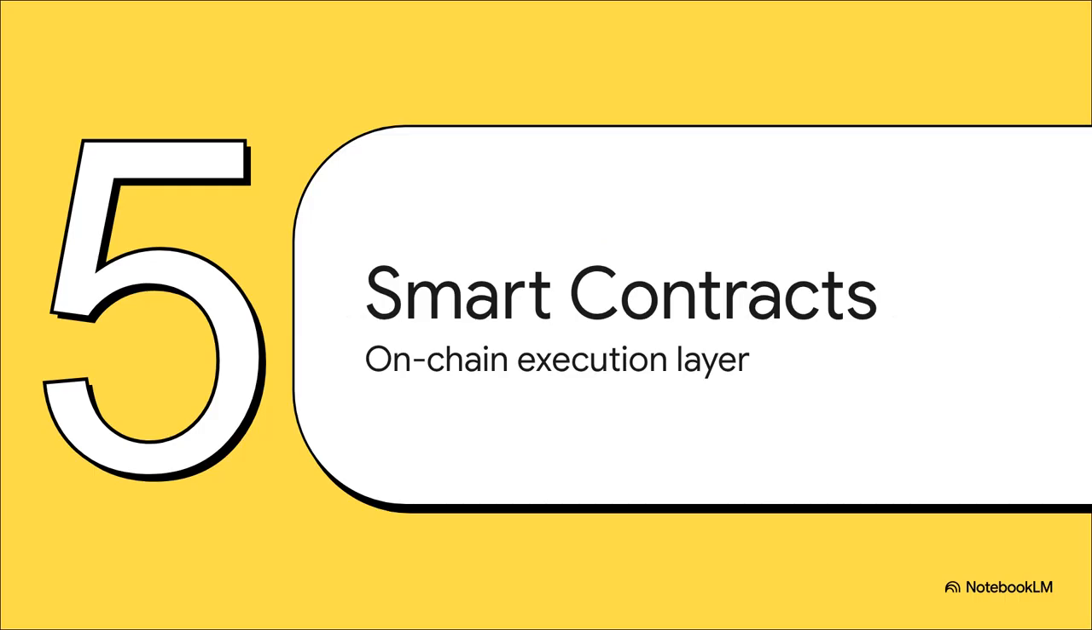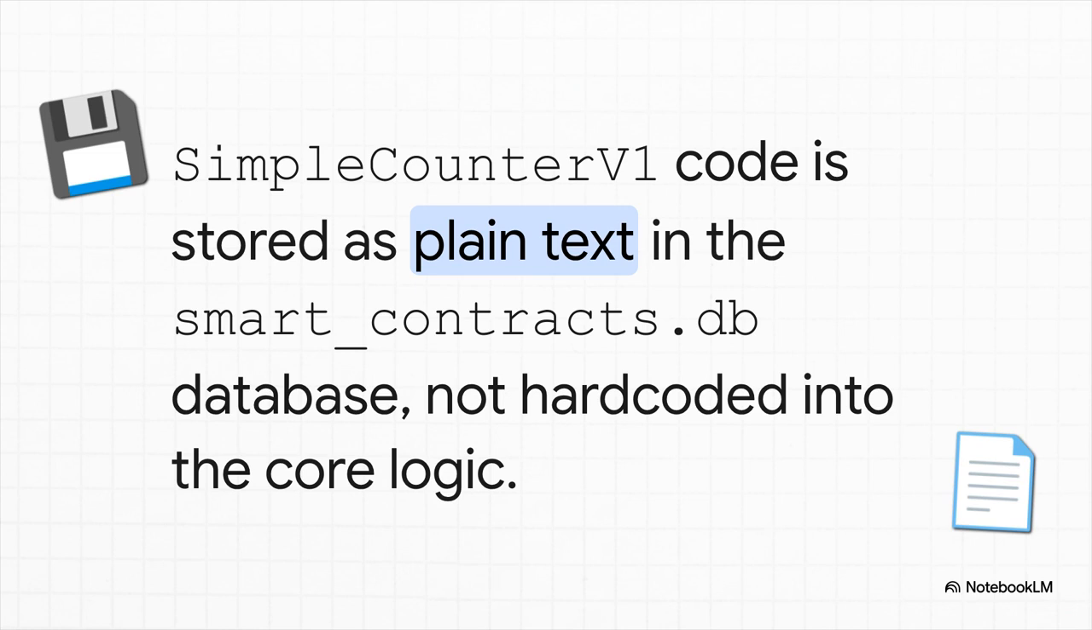All right, section 5, smart contracts. So if the database is the heart and mining is the engine room, then smart contracts are the brain. This is where programmable logic and on-chain intelligence really come to life. And this brings us to one of the most brilliant ideas in this entire architecture.